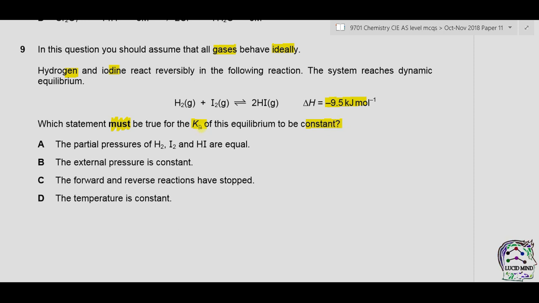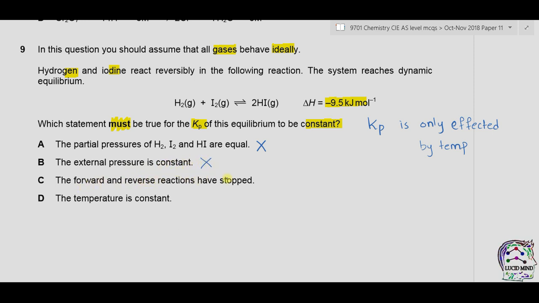Before going into the options, you should always remember that Kp or Kc is only affected by temperature. It is not affected by other things such as concentration, pressure or catalyst. A. The partial pressures of hydrogen, iodine and HI are equal. This does not change Kp or make it constant. B. The external pressure is constant. External pressure also does not affect Kp.